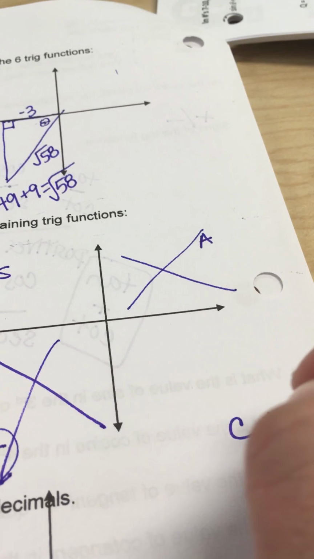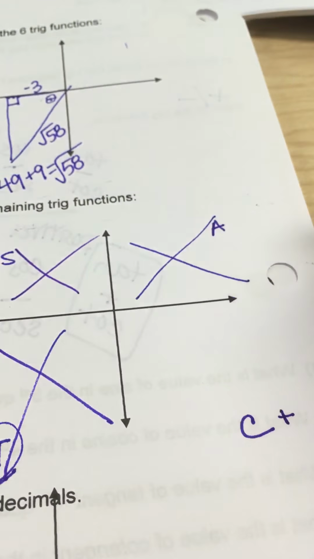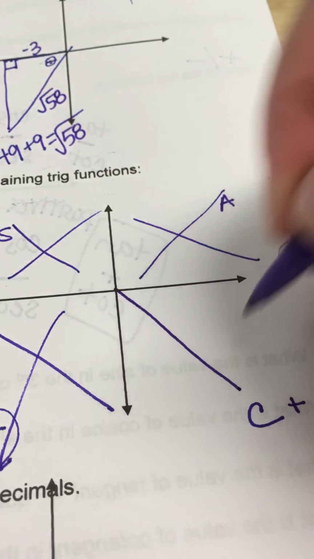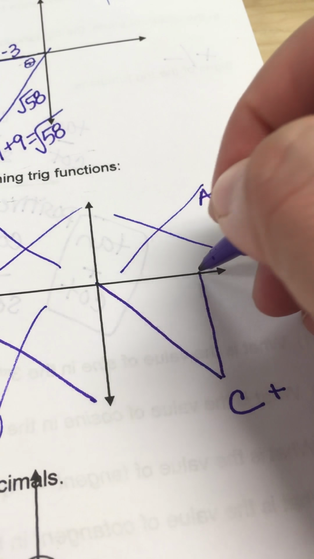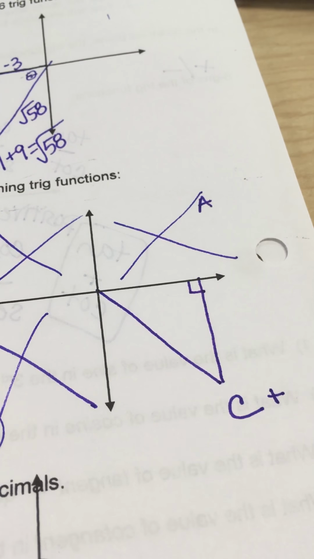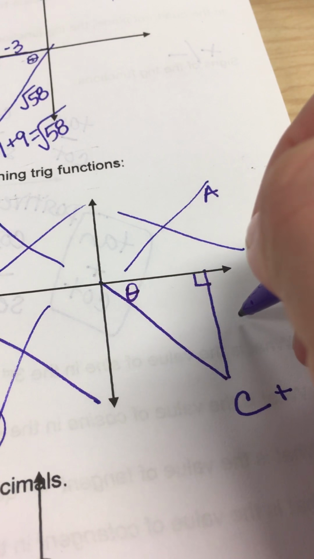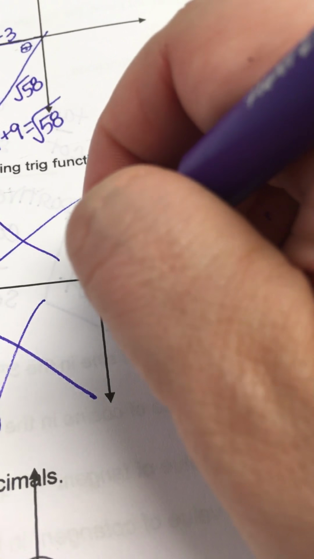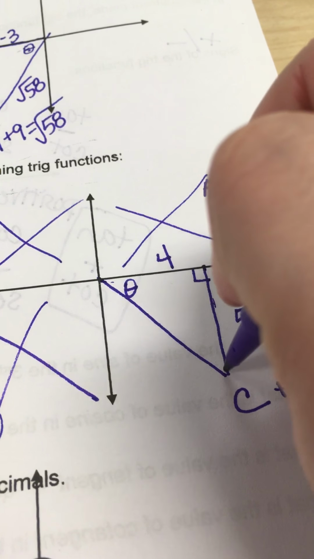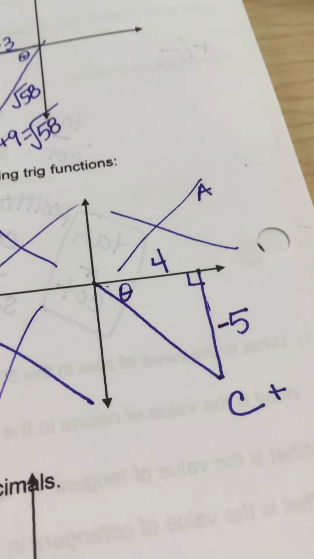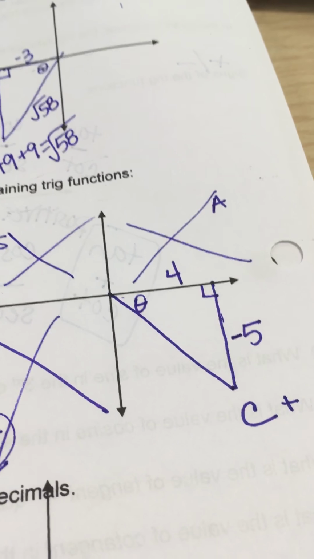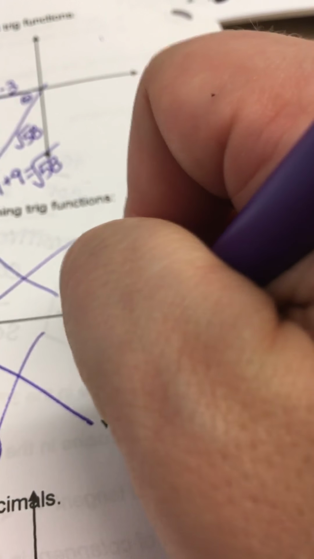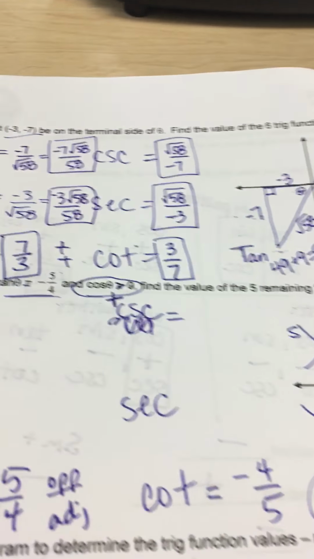So in this, cosine is positive, so it's not going to be in the second, it ends up being here in the fourth. So this means you draw the radius out and you make the triangle with the x-axis. Tangent is opposite over adjacent, so 5 and 4. When I go to the right, that's positive, and when I go down, negative. So the negative has to sit here with the 5. So do the Pythagorean theorem. This should end up being the square root of 41. And fill in the rest of your ratios.